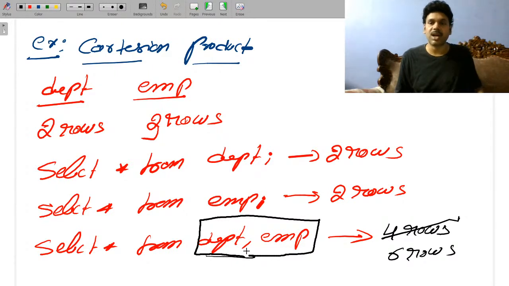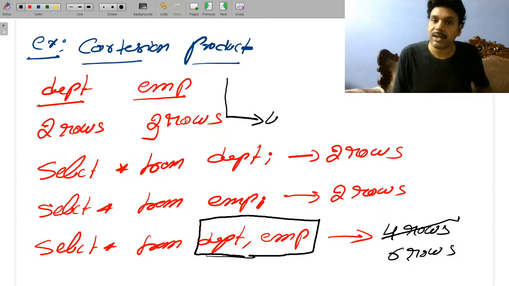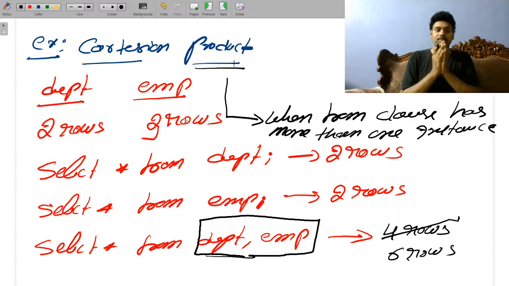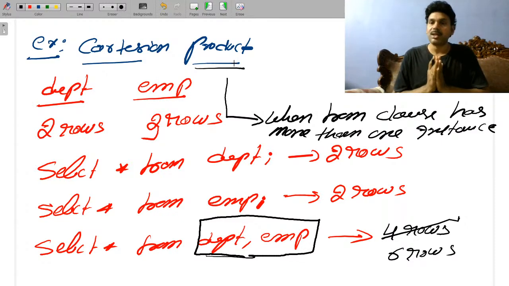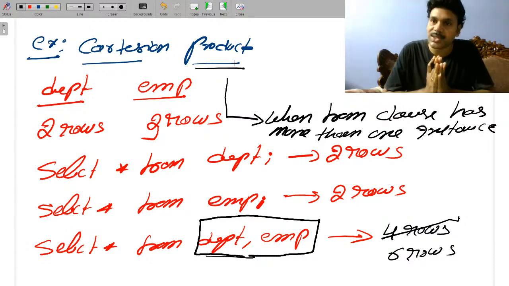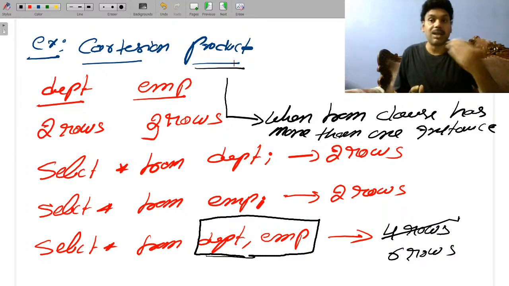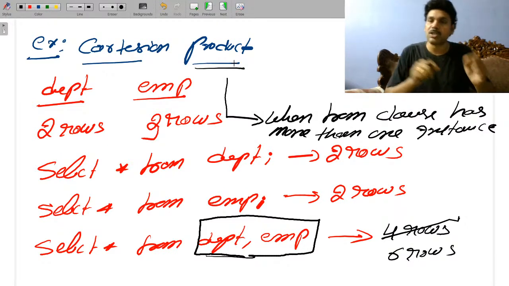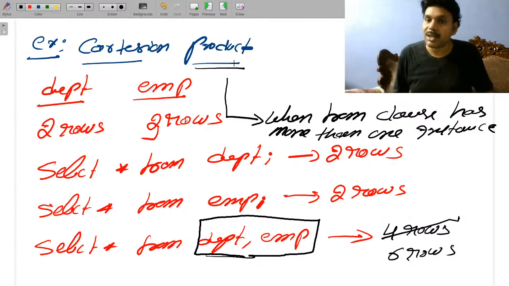There is no keyword for Cartesian product. How to identify? When the from clause has more than one instance, then it is a Cartesian product only. It's a simple definition: whenever the from clause has multiple instances, it is a Cartesian product. But earlier, before 1999 joins, you have to write very clearly: select star from department, cross product, select star from EMP. But here there is no keyword, they are shorthand joins. Simply you can write it like this, and it's going to give you a Cartesian product.